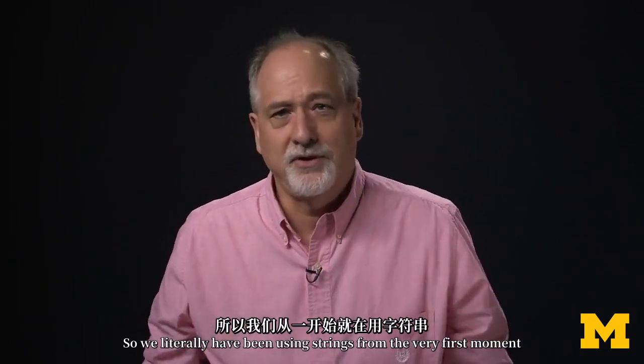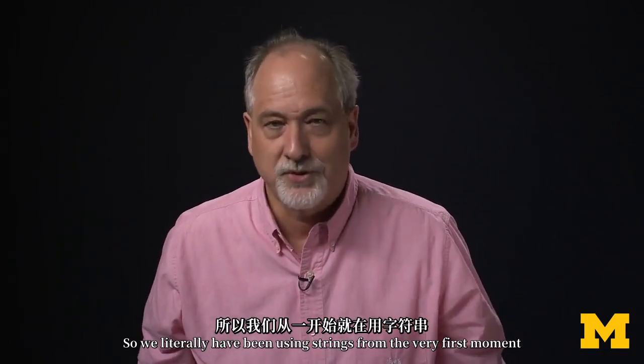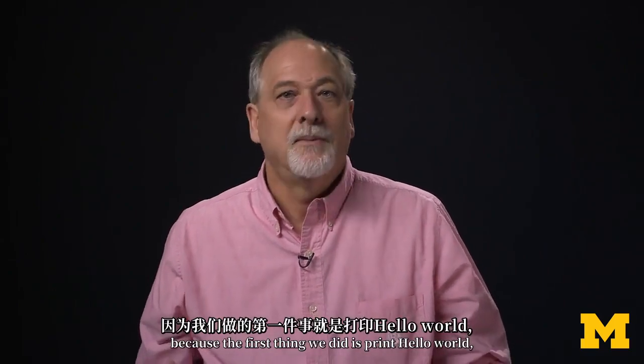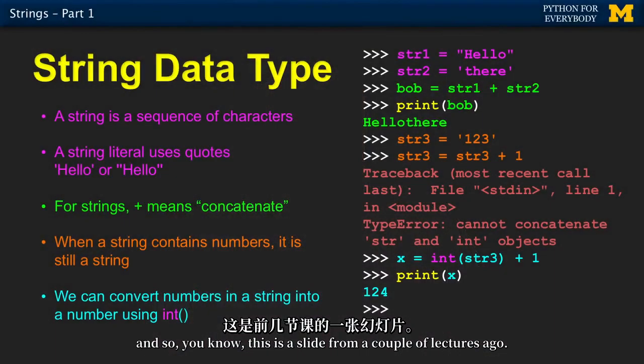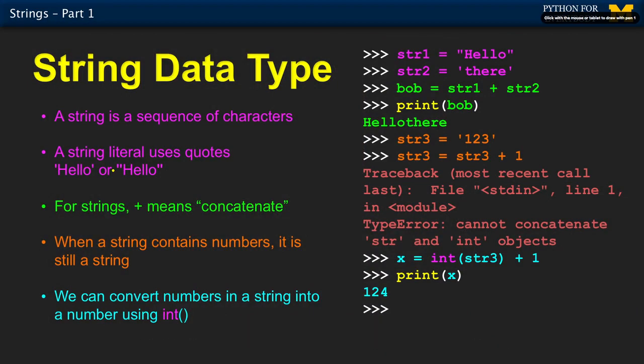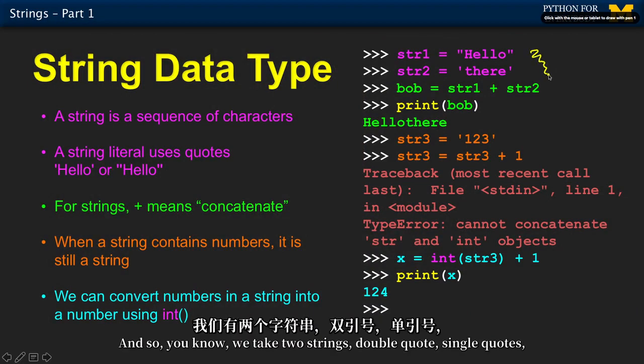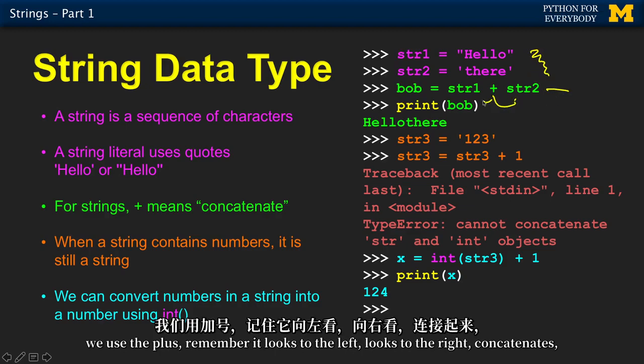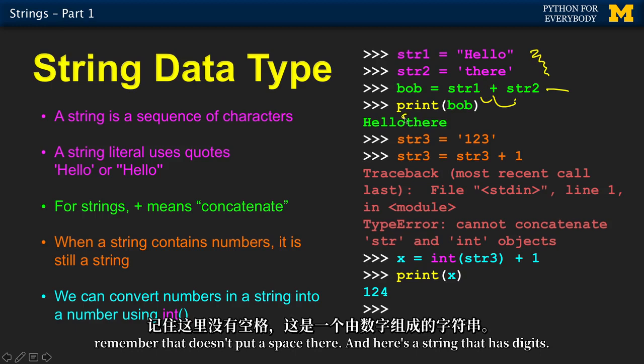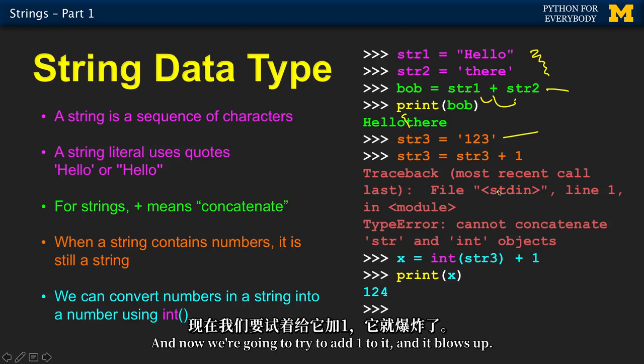We literally have been using strings from the very first moment, because the first thing we did is print hello world. This is a slide from a couple of lectures ago. We take two strings, double quotes, single quotes, and we use the plus. Remember, it looks to the left, looks to the right, and concatenates. Remember, that doesn't put a space there. Here's a string that has digits, and now we're going to try to add one to it, and it blows up.